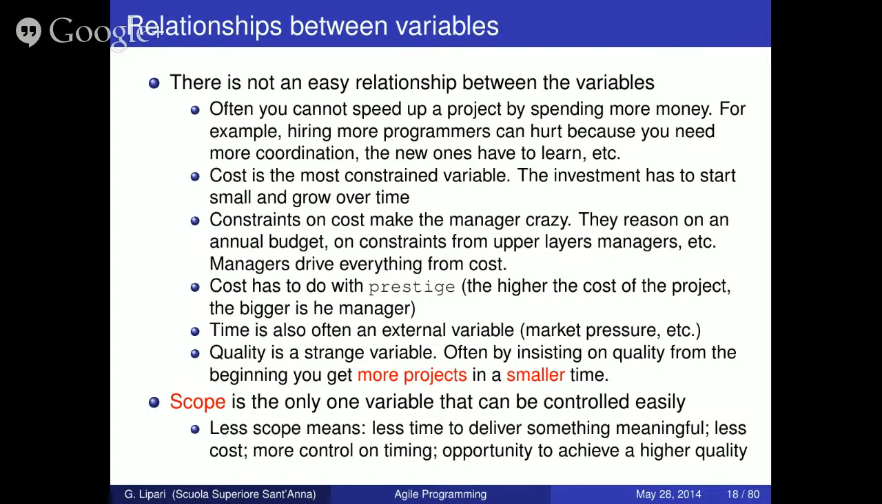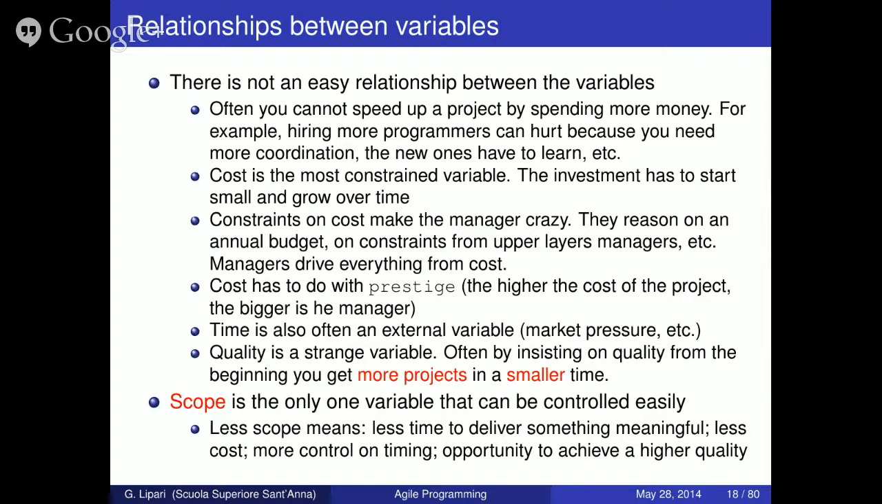So at the end, these three variables, cost, time, and quality, are not really easy to control. As I said, cost is not really to do with the cost of the project, but very often it has to do with political things inside the company. Time is something you cannot control. It depends on external variables, market pressure and customer. Quality is very strange, and it depends on the quality of your team, quality of your programmers, of course, and often it depends on the other two, time and cost.